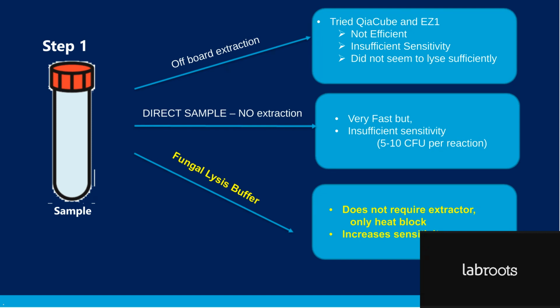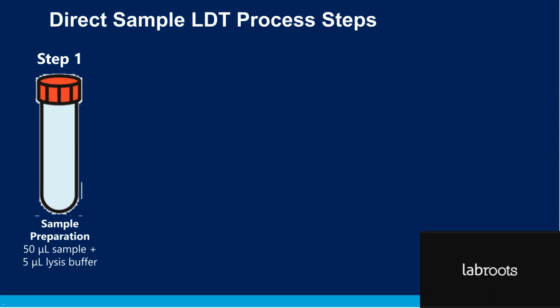We decided that this was also not really adding a whole lot to the sensitivity, and the sample just didn't seem to lyse sufficiently with the methods we tried. We could have tried a few more things, of course, but then the fungal lysis buffer became available from Diazorin. So we tried this, and it actually proved to be the winning ticket. The fungal lysis buffer allows us to basically lyse the sample ahead of time by adding some volume of the sample with about one-tenth of the volume of lysis buffer.